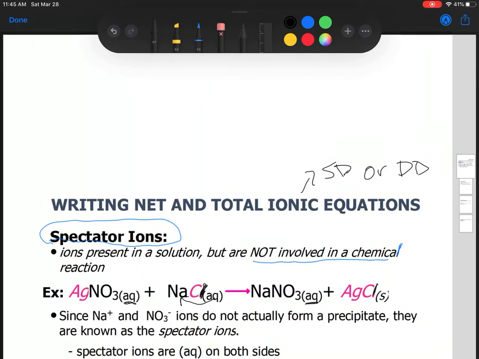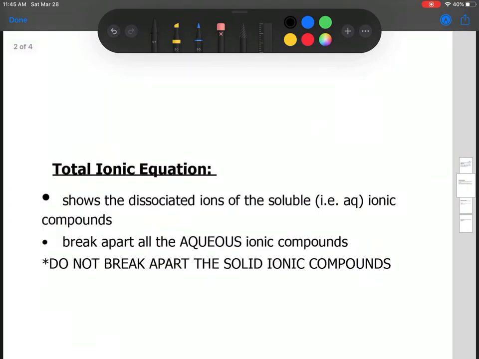So when we write the net ionic equation, we're essentially going to get rid of them, and we're only going to show the formation of the solid, which is really, from a chemist's point of view, where the action is, right? So we can extract that solid, we could evaporate the water and purify it, sell it, do whatever. Okay, so here, the sodium and these nitrate ions do not actually form a precipitate. They are known as the spectator ions. How can you tell? They are aqueous on both sides.